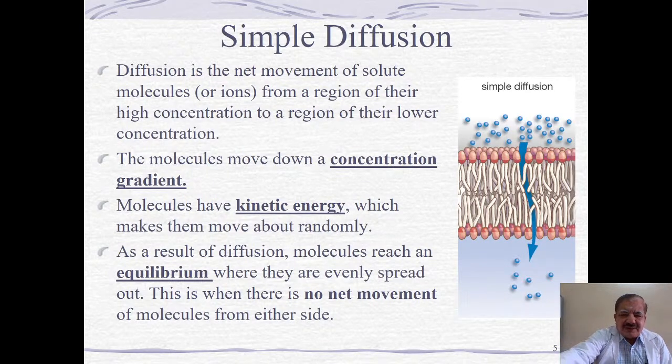Simple diffusion, as you have seen: glucose and other molecules come from the lumen of the intestine towards the extracellular fluid. From the extracellular fluid, they go to the intracellular fluid, then into the bloodstream. The molecules move down the gradient, with kinetic energy making them move about randomly.